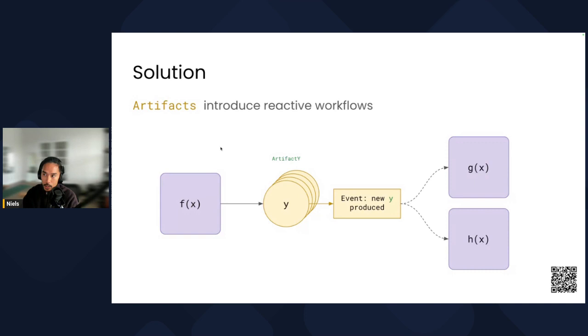Well, now artifacts introduce this capability of reactive workflows where it's coupling the soft dependency with events. So whenever F finishes computing Y, an event is published, and G and H, you can think of this as pub sub, subscribe to this event, and now they kick off automatically.